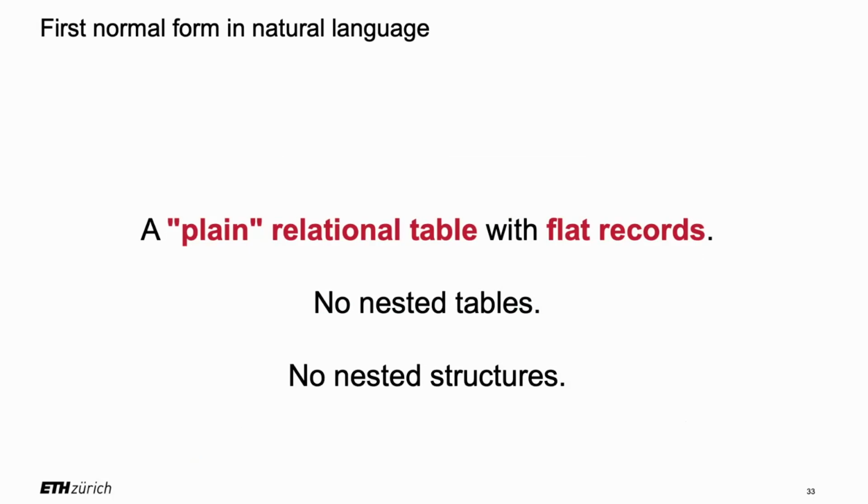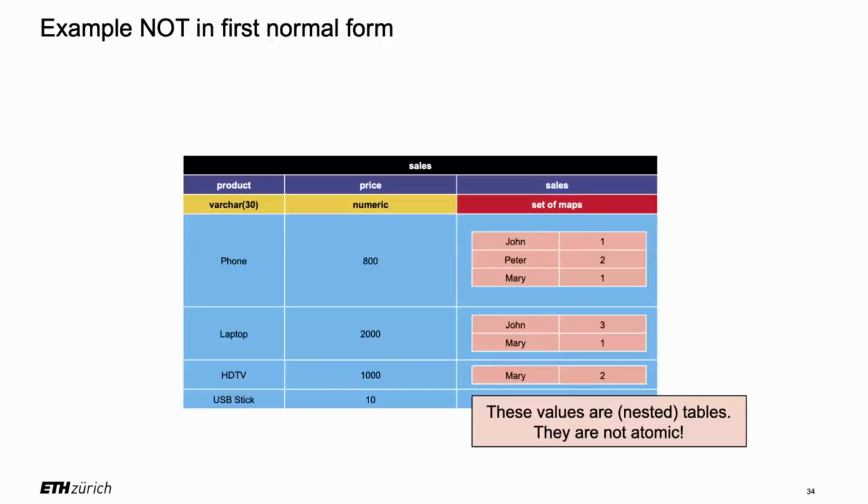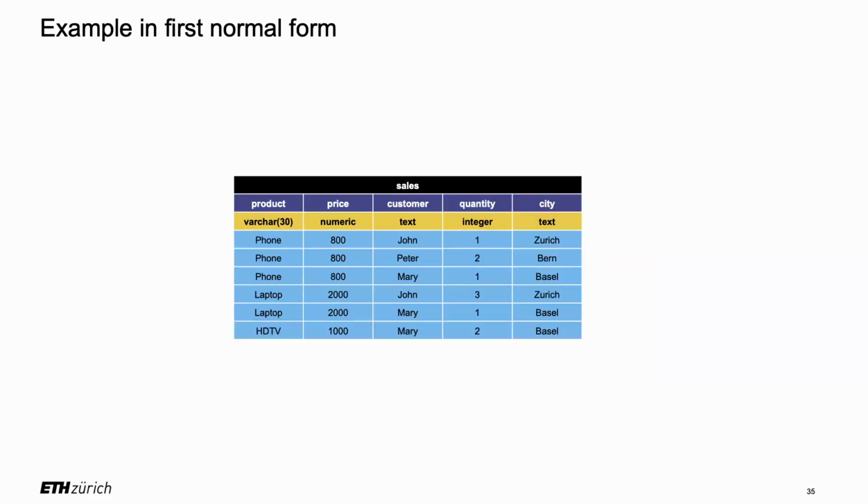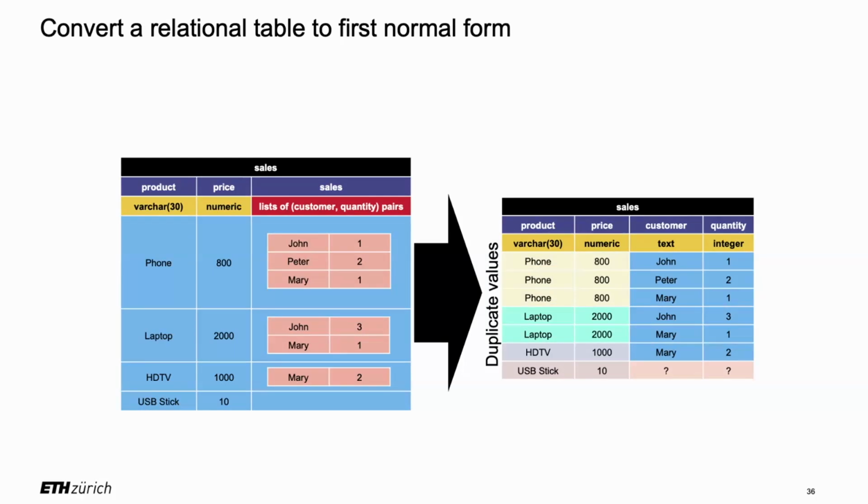It's a plain relational table. It's flat. There is absolutely nothing nested in there. No nested tables, no nested structures. So you forbid that sort of thing that would break the first normal form. And this is an example of first normal form. You see it's nicely flat, could fit in a spreadsheet software very nicely. Okay?